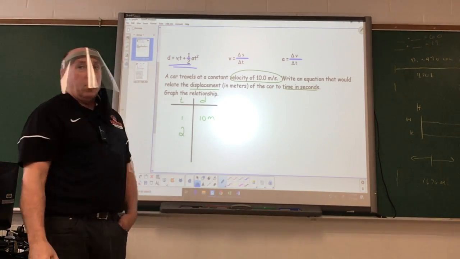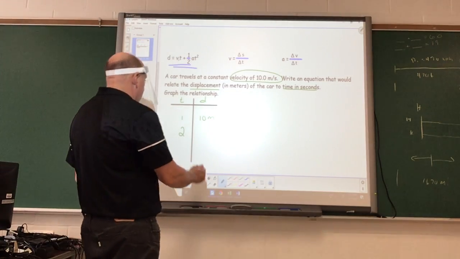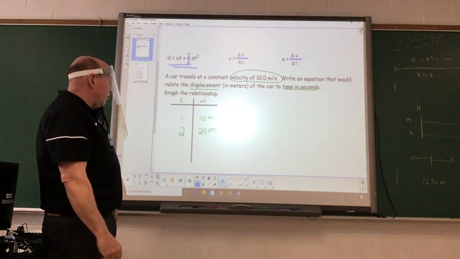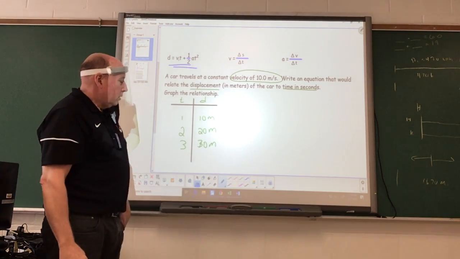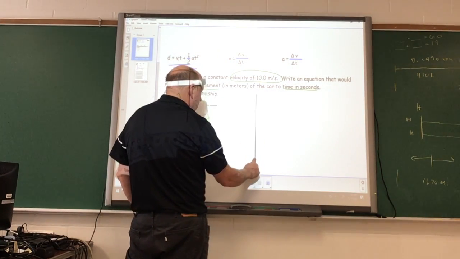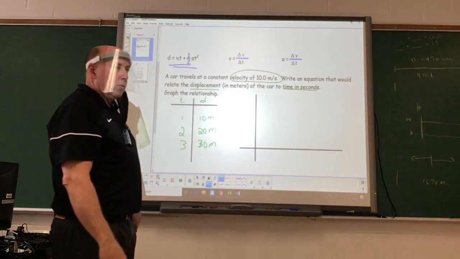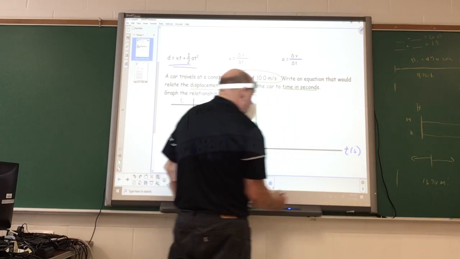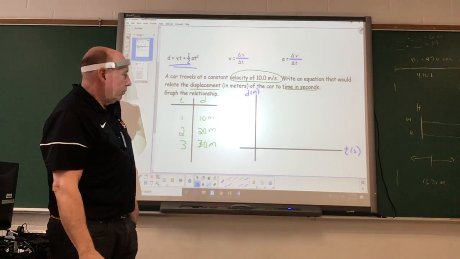After 2 seconds, how far has the car traveled, Brandon? 20 meters. After 3 seconds, how far has the car traveled, Riley? 30 meters. So if we take a look at a graph, I'm only going to graph quadrant number 1. My horizontal axis is going to be time in seconds, and my displacement is going to be in meters.